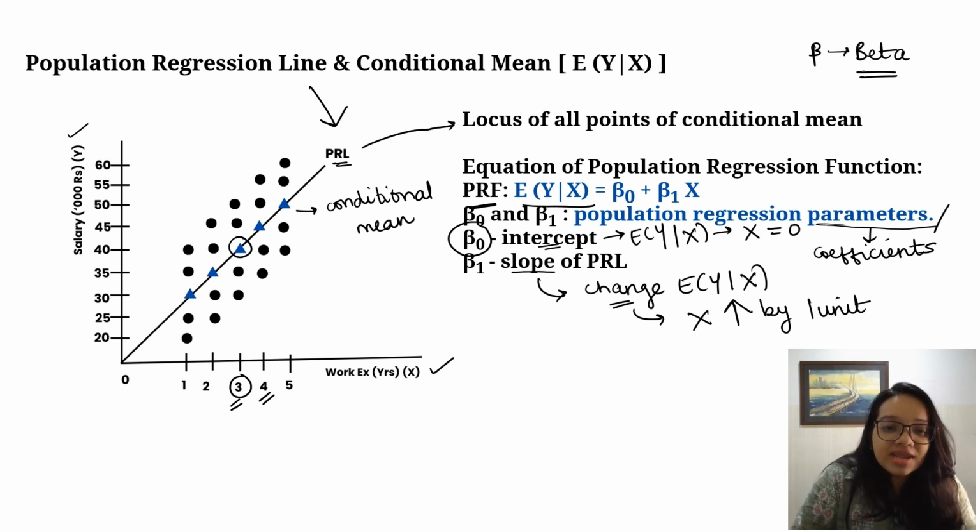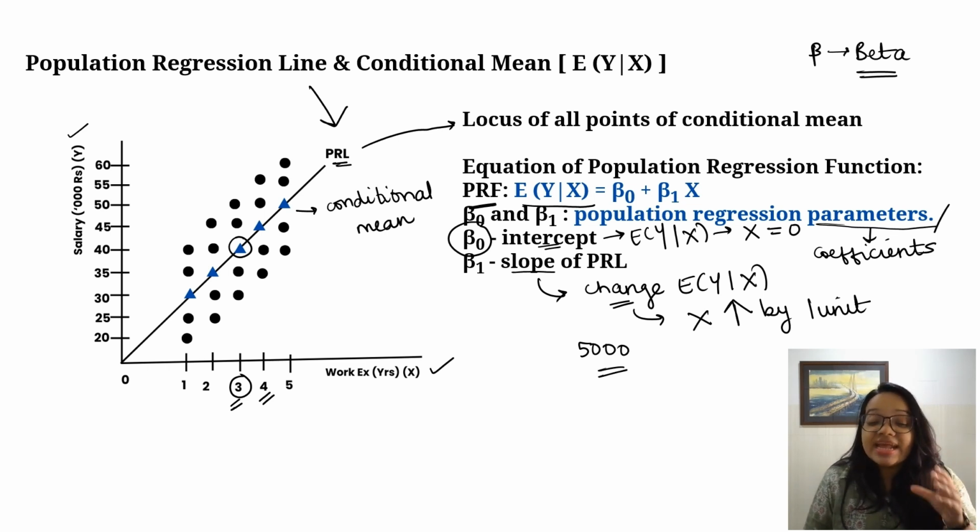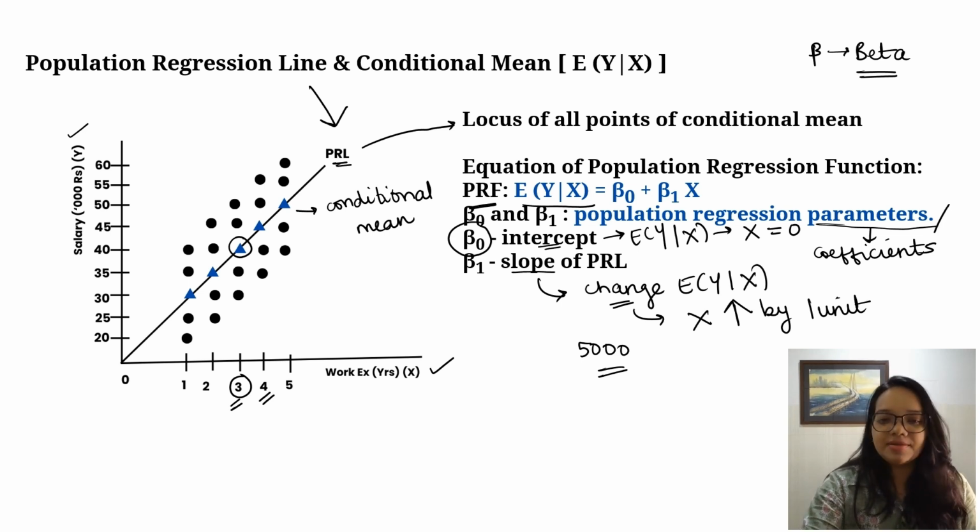It goes from 40 to 45,000. So that's a change of 5,000 rupees. So as X increases by 1 year, what is the change that is happening to your expected salary? That is your slope of population regression line.